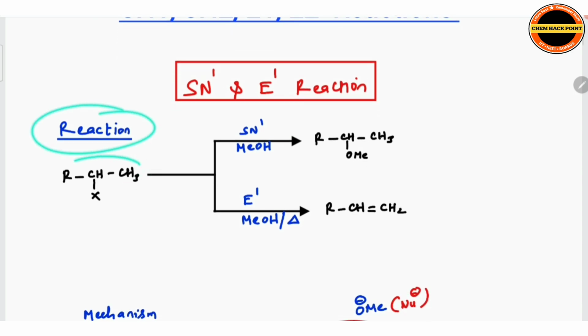Reaction you see here, a secondary alkyl halide is given here. SN1 with MeOH, polar protic solvent; E1 with the same polar protic solvent as well as heat. When MeOH is given without any heat, we consider it as SN1. Polar protic solvent along with heat given, then we consider it as E1 reaction. So simple trick here: whenever heat is given, that favors elimination reaction; low temperature, no heat given, favors substitution reaction.